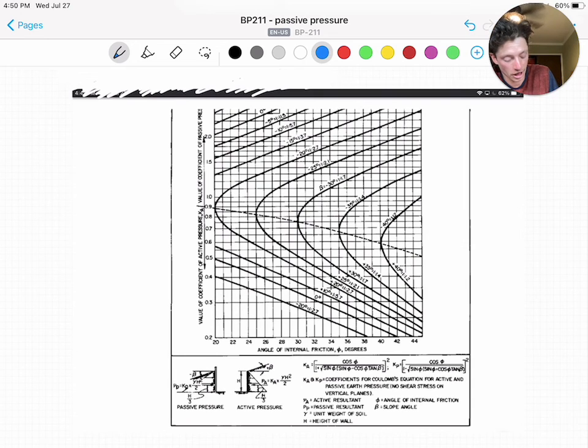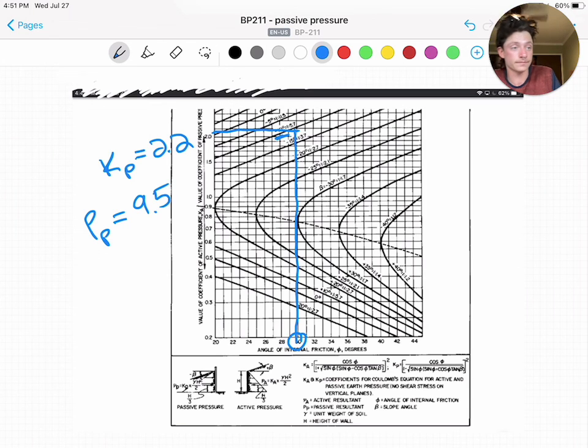So here we have our chart, which I'll also link below. And for -10 degrees and an internal angle of friction of 30 degrees, we get that Kp is equal to 2.2, and our corresponding passive pressure is 9.5 kilonewtons.